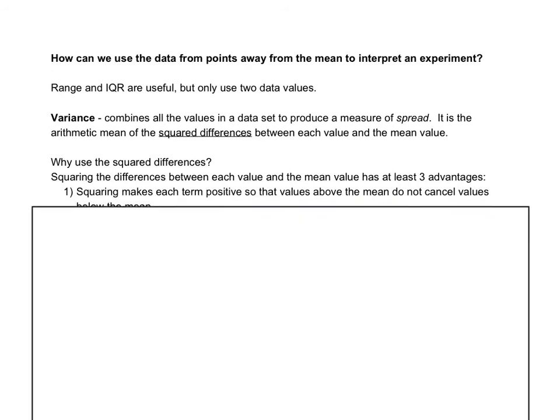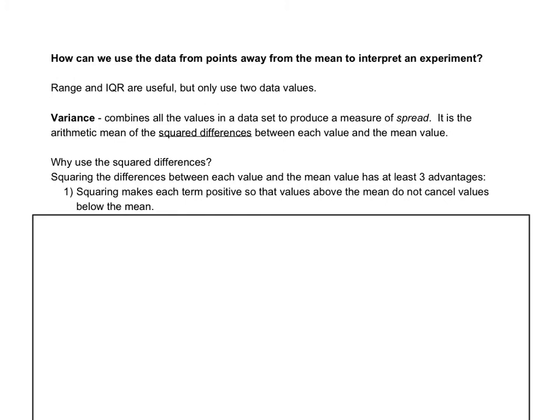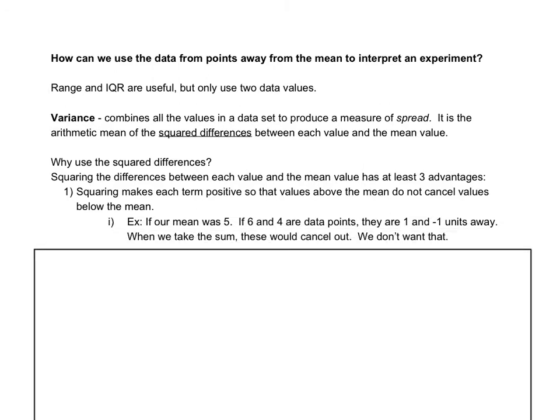So squaring the differences between each value and the mean has at least three advantages. Squaring makes each term positive. Values above the mean do not cancel the values below the mean. So for example, if our mean was 5 and we have data points of 6 and 4, then they are 1 and -1 units away. And when we take the sum, these would cancel out, and we don't want that.